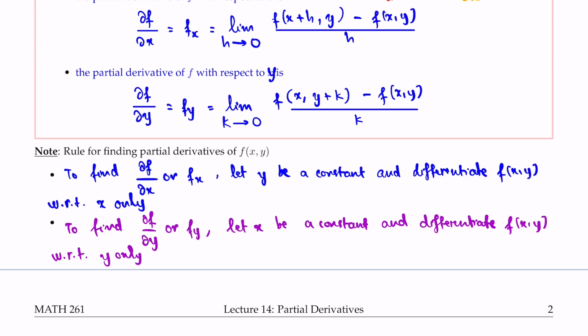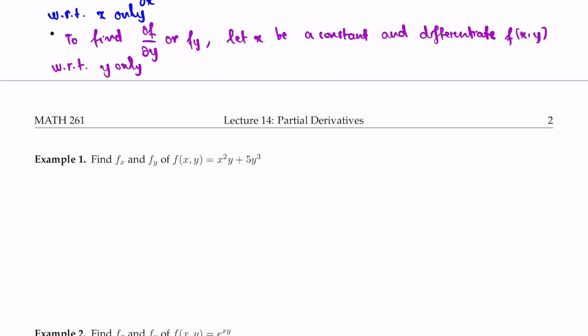Now let's take a look at the following example. Let's consider the following function of the form f of x, y equal to x squared y plus 5 times y cubed. You want to find the partial derivative of the function with respect to x and the partial derivative of the function with respect to y. So when you want to find f sub x or partial f, partial x, what you do is you let y equal a constant. So in this context of finding the partial derivative with respect to x, y is a constant. So 5y cubed in this case is going to be a constant.